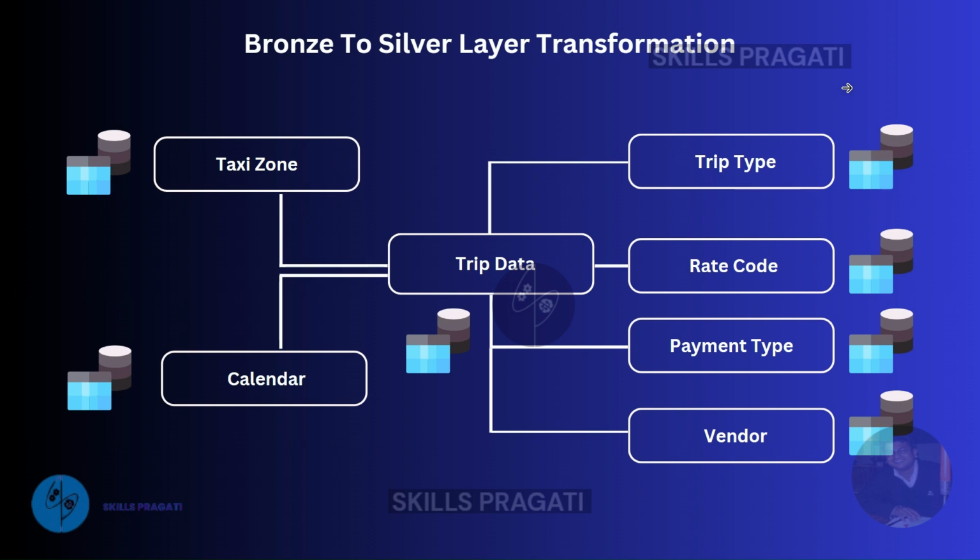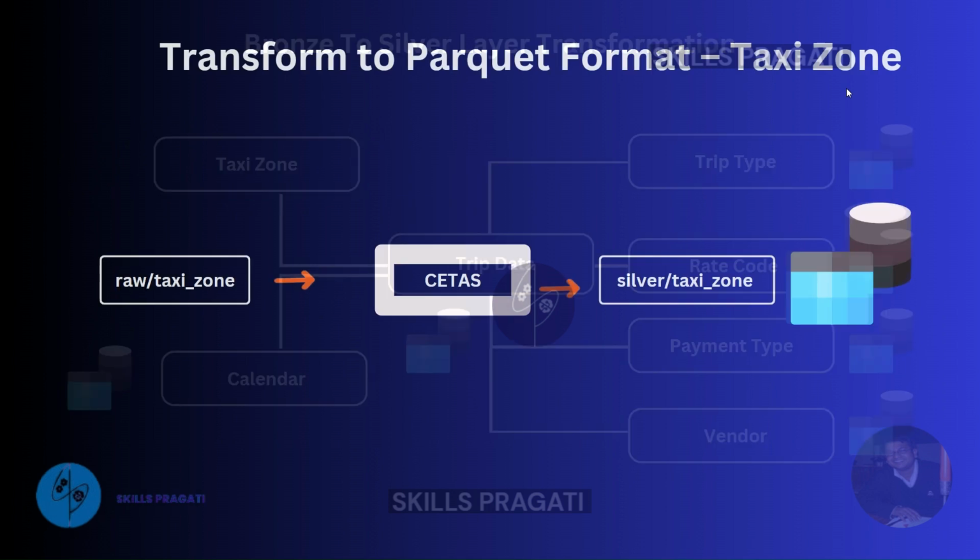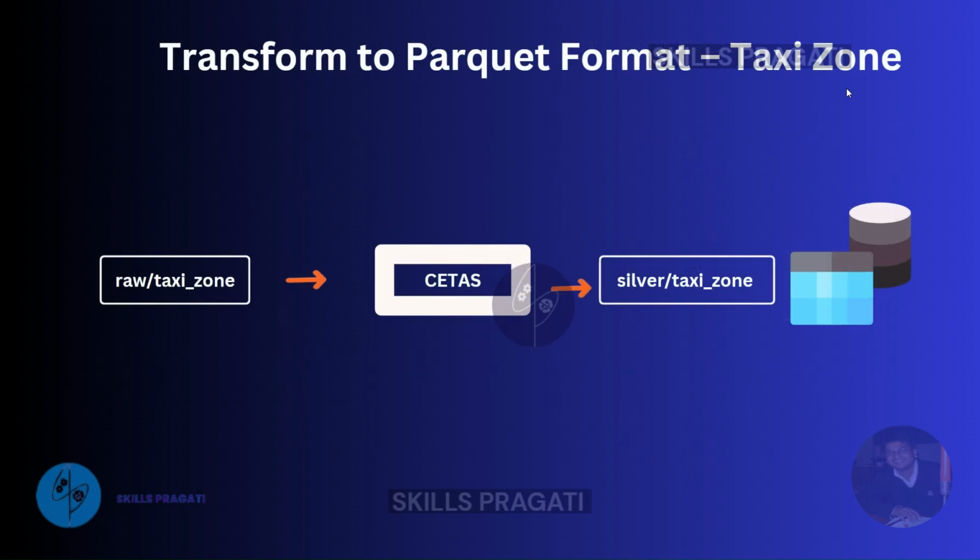In this session, we are going to focus on designing a pipeline to transform one of our files, which is the taxi zone file, from CSV to Parquet format using the serverless SQL pool. Let us cast your mind back to what we did to transform the data. We simply wrote a script with a CETAS statement to select the data from the CSV files in the raw folder and write the data in Parquet format in the silver folder.